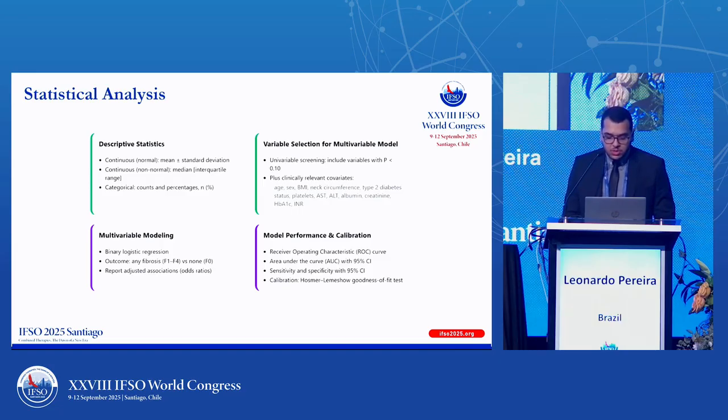Then, we tested which variables were independently associated with fibrosis, and how each one influenced the chance of having the disease or not. We used binary logistic regression, including both clinical and laboratory variables. Based on the results, we built a predictive model using those significant variables and tested if it could correctly identify fibrosis in patients with obesity.